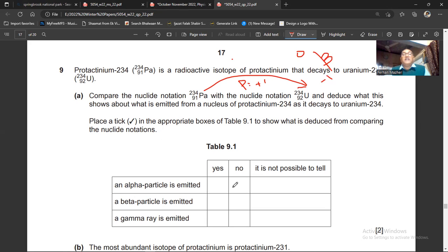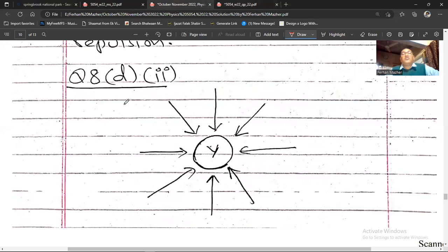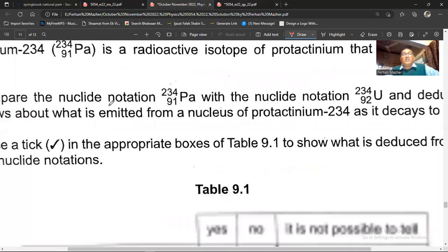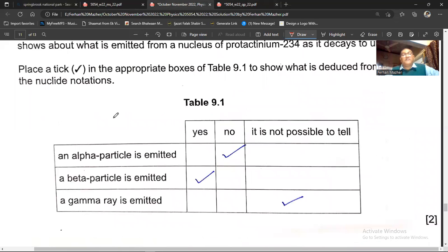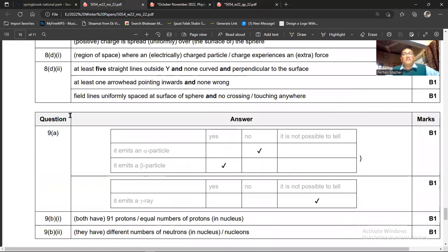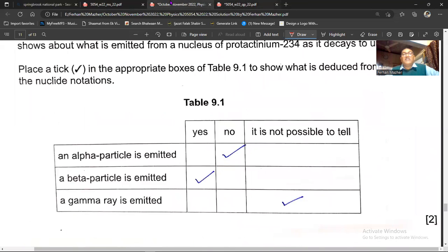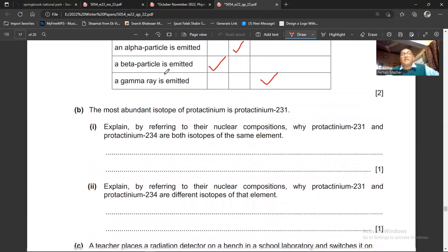Table 9 shows what is deduced from comparing the nuclides. An alpha particle is emitted? No. A beta particle is emitted? Yes. Gamma rays are given out? We cannot say. Why can we not say? Because when gamma rays are given out, the proton number does not change and the mass number does not change. So for gamma, we are not sure. This one is very tricky, especially about the gamma.